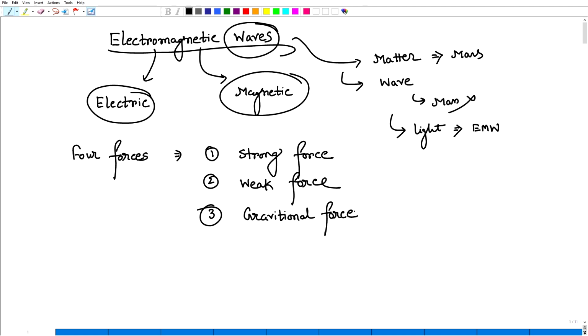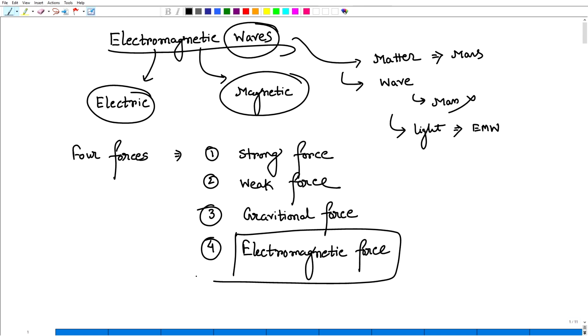We know that due to gravitation, everything attracts each other. And another one is the electromagnetic force. This electromagnetic force is essentially related to electromagnetic waves. Both consist of electric and magnetic fields. So before going into detail about electromagnetic waves, we should first understand what the electric and magnetic fields are.